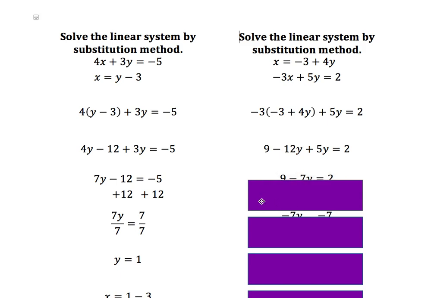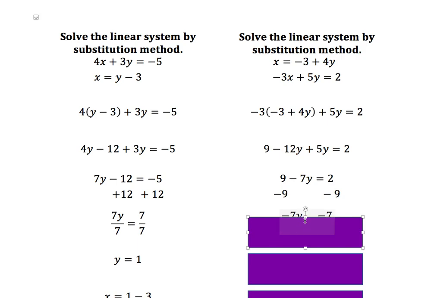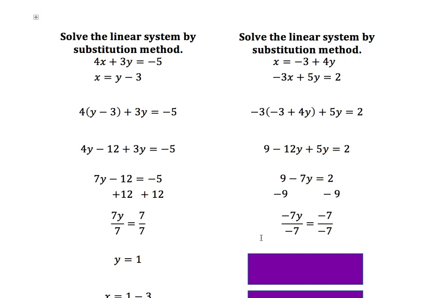I can combine like terms. Again, I'm going to combine like terms, and negative 12y plus 5y is going to be negative 7y. And then I want to subtract 9 from both sides, so I can get rid of this 9. Once I do that, I get negative 7y is equal to negative 7. I want to get rid of this negative 7. So I have negative 7 times y, so I need to divide by negative 7 so I can get y by itself. And when I do that, I get y is equal to positive 1.